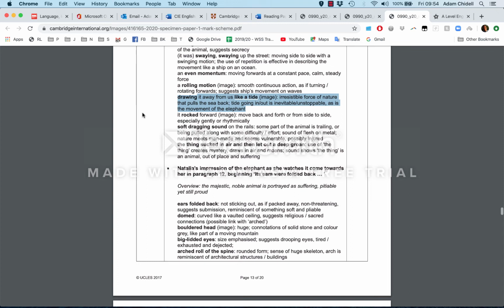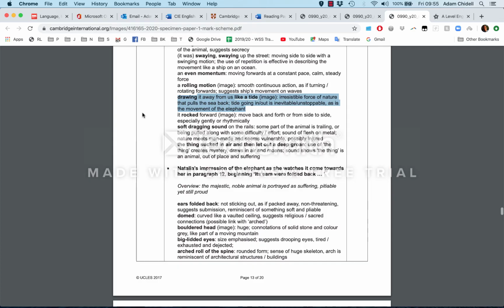Instead, you could say something along these lines. The phrase or the simile, "like a tide", helps us see that the elephant is moving with a slow but consistent and unstoppable rhythm. This suggests that the elephant is a force of nature that cannot be controlled, hurried, or alarmed. So I've really thought about what effect this simile creates. I haven't just given a very literal definition.